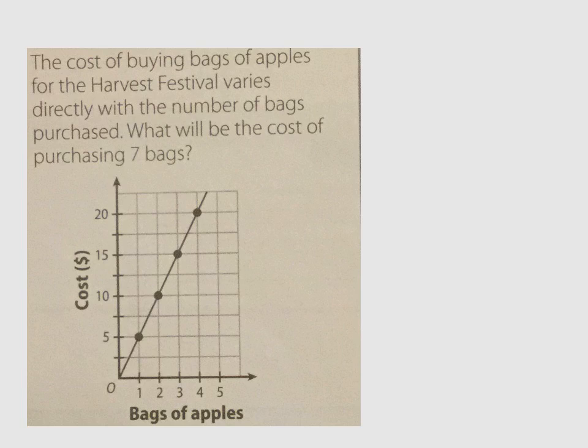Good job. So next, the cost of buying a bag of apples for the Harvest Festival varies directly with the number of bags purchased. What will the cost of purchasing 7 bags be? Before we do anything with this, we are going to figure out our slope. Well, our slope is going to be up 5 over 1. That's our k, up 5 over 1. So my equation is y equals 5x.